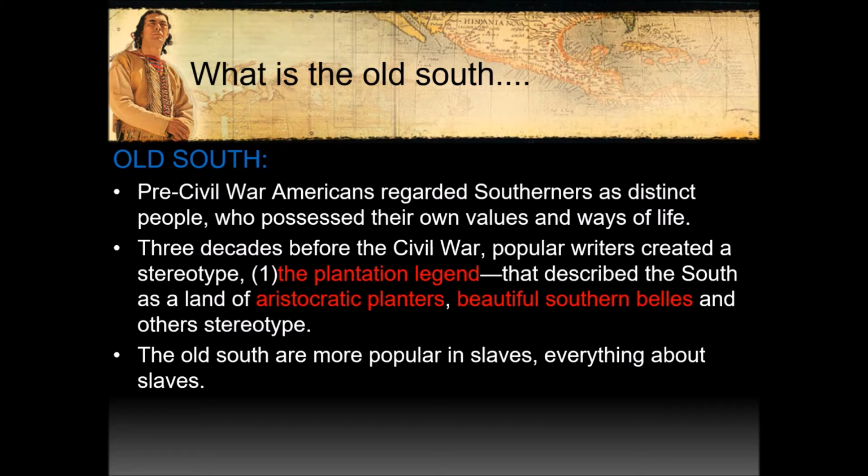Three decades before the Civil War, some writers created a stereotype of the Southern people and the states themselves. For example, the plantation legend described the South as a land of aristocratic planters, beautiful southern belles, and other stereotypes related to the states. The Old South was more known for slavery, such as slave traders, everything about slaves, and a lot of black people in the South.